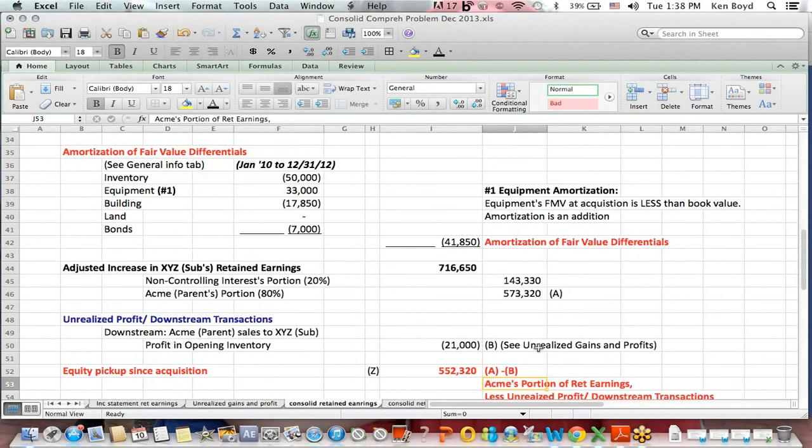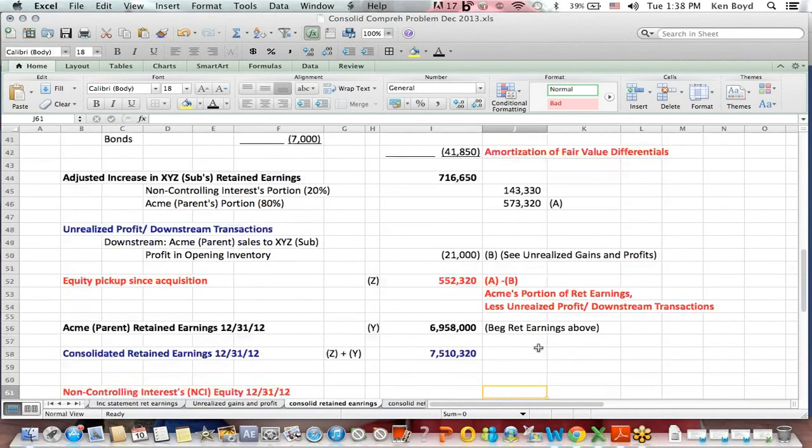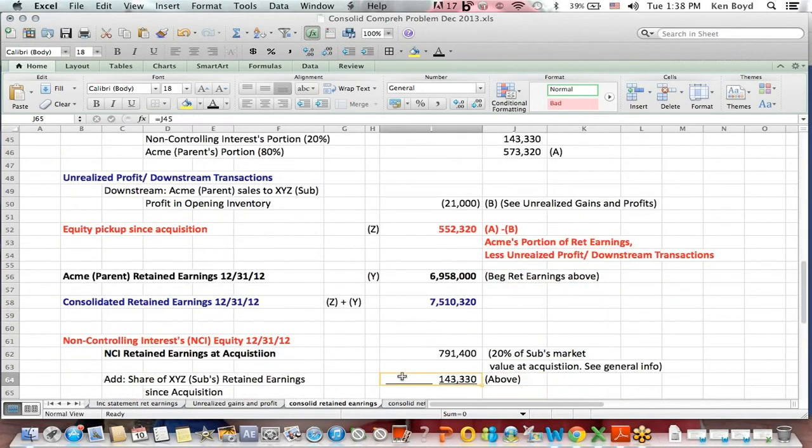I'm going to scroll up just a little bit so you can see. There we go. Now I can get it on the page. The share of the non-controlling interest tab from XYZ's retained earnings is the $143,330, which we just figured out right here.